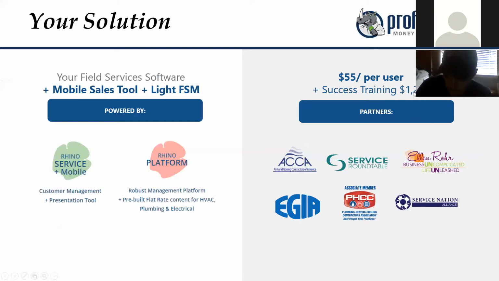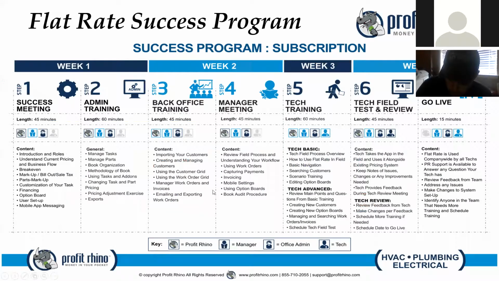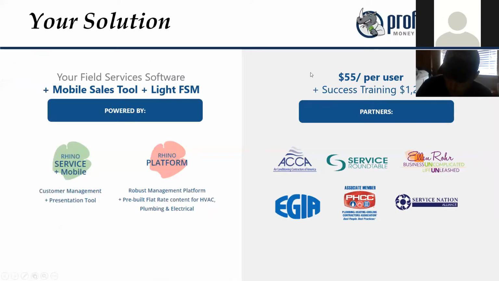We have the success training, which we talked about again, $1,299, really to cover our costs of building you guys a custom price book. We do that because we don't do any contracts. This is a month-to-month service from day one. You guys can cancel at any time.